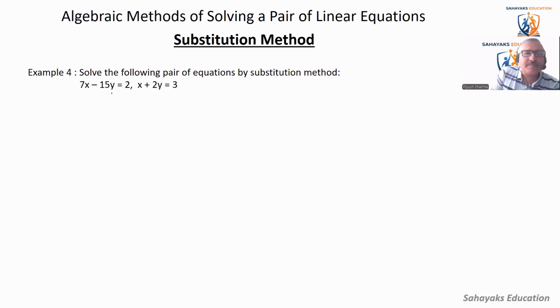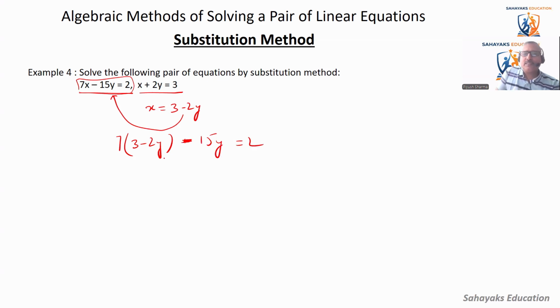Now there are two equations which are given: 7x minus 15y is equal to 2 and x plus 2y is equal to 3. Now, if you look at this equation, x plus 2y is equal to 3, so I can write it as x is equal to 3 minus 2y. Now, I'll put this value of x in the first equation. So it becomes 7 into (3 minus 2y) minus 15y is equal to 2. Now, this is the new equation.